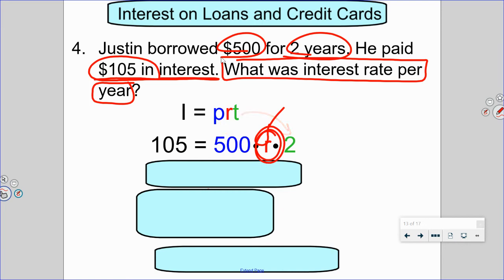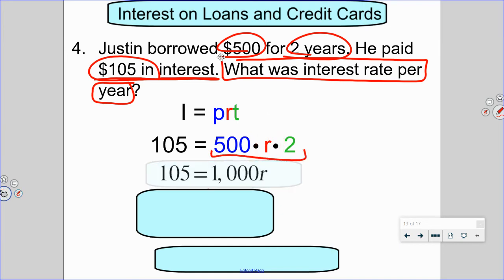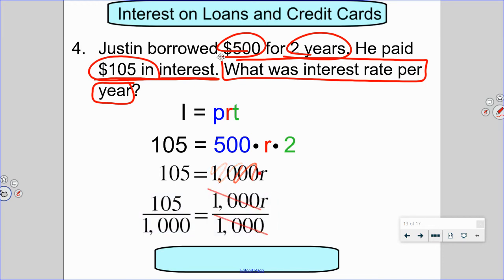Now you might imagine, why say 2 times 500? Well, 2 times 500 times r, you could simply rewrite as 1,000r. And now you can imagine where we're going to go to solve. If we want r by itself, we have to eliminate that 1,000. How do we do so? Well, if you need to, write the multiplication symbol in there. We know that we undo multiplication with division. We're going to divide both sides of this equation by 1,000.